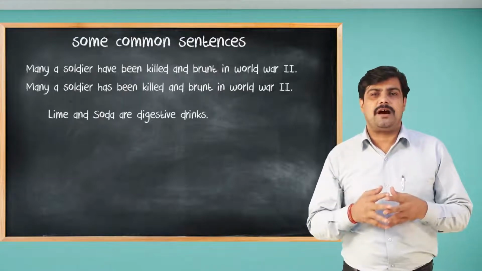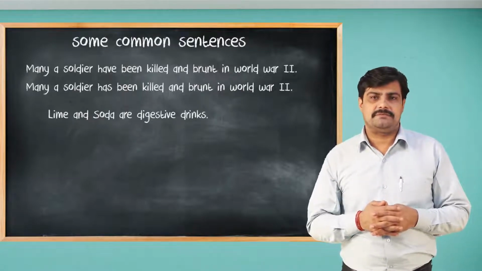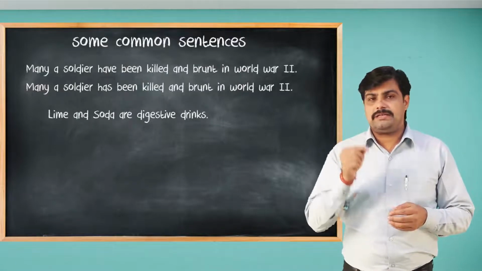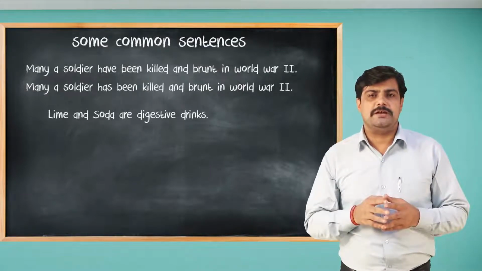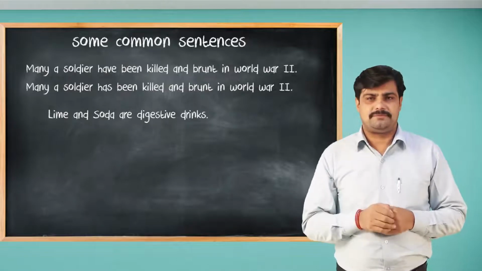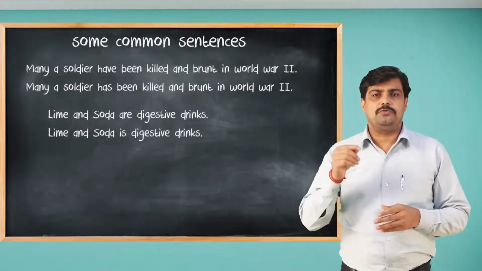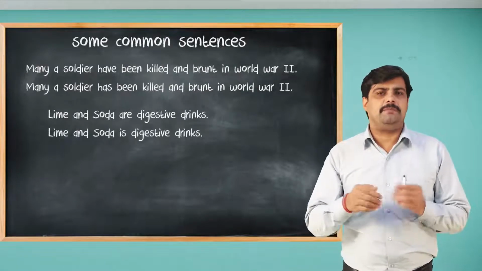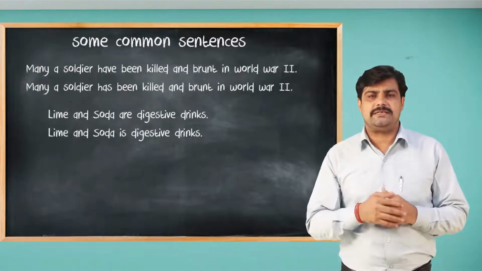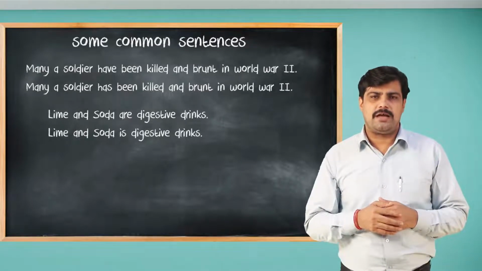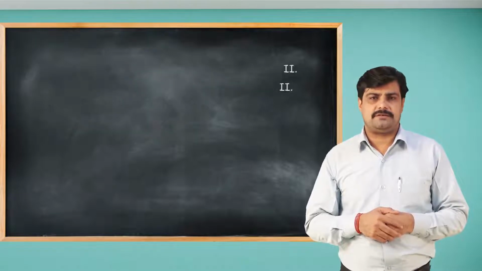Lime and soda are digestive drink. Now here in this sentence, lime and soda is representing one drink. So use the singular verb is in place of are and say the sentence as, lime and soda is digestive drink.